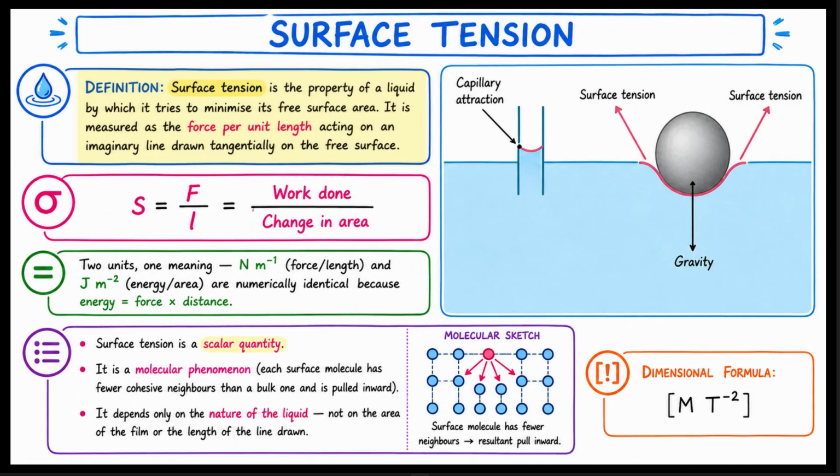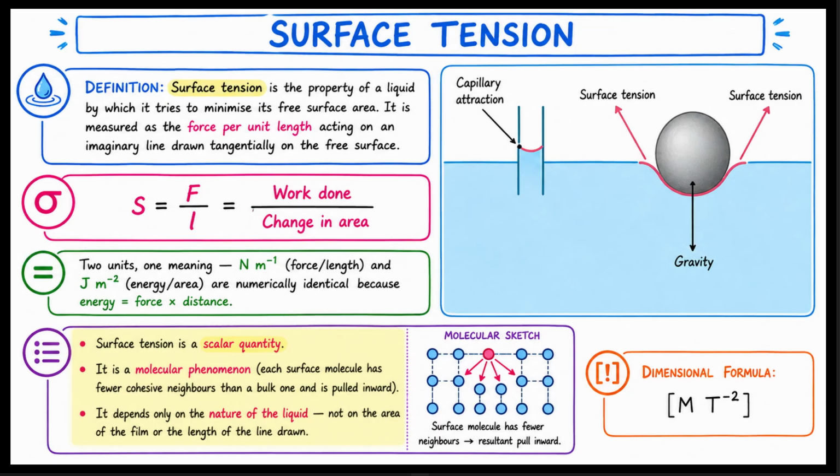To measure that pull, we draw an imaginary line on the surface and ask how much force acts across it per unit length. The answer is the surface tension S in symbols. S equals F over L, and here is a quiet but useful equivalence. Because work is force times distance, the same quantity also equals work done divided by the change in surface area. That is why the SI unit can be written two ways, newtons per meter and joules per square meter, and the numbers come out identical. Two units, one meaning.